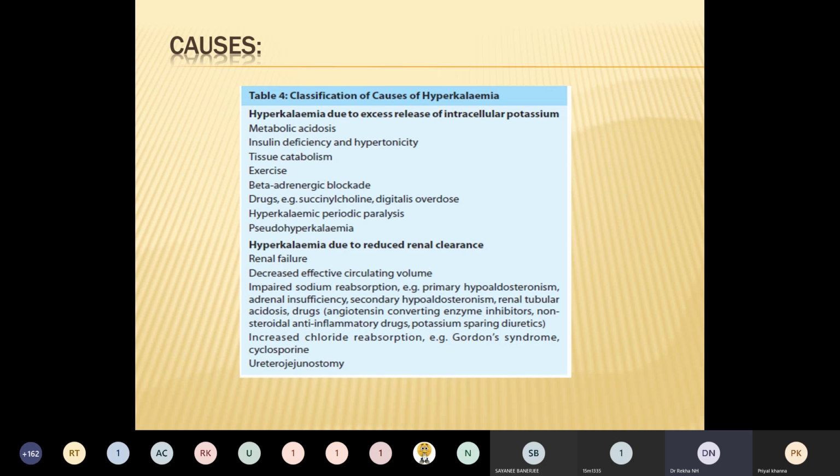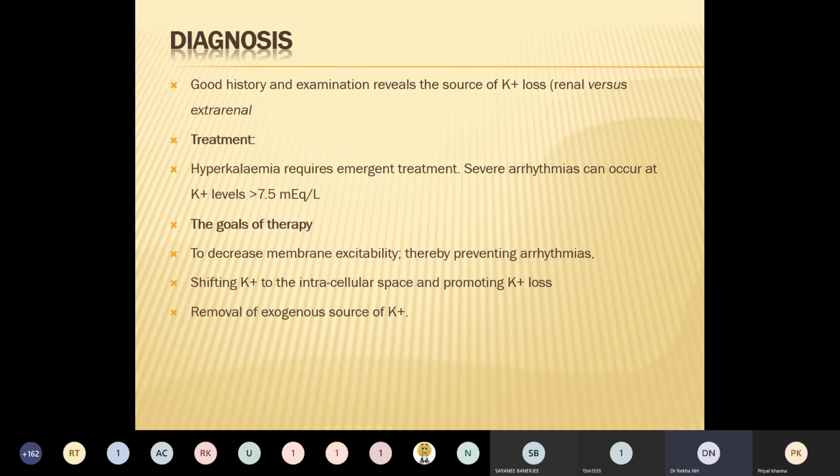The causes of hyperkalemia are mainly renal failure with metabolic acidosis, exercise, and catabolic states. All catabolic states can cause hyperkalemia. Also patients on beta adrenergic blockers, and digoxin overdosage. The commonest cause is renal failure with metabolic acidosis. So mainly history: not potassium loss, but potassium gain, a source of increased potassium. Hyperkalemia requires emergent treatment because arrhythmias can happen whenever potassium is more than 7.5.